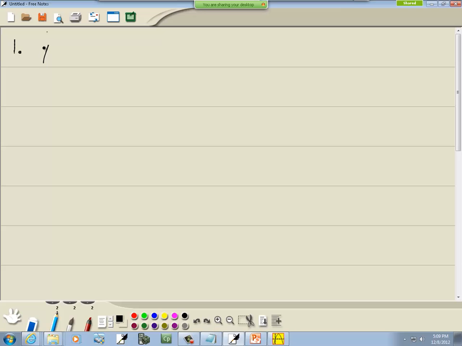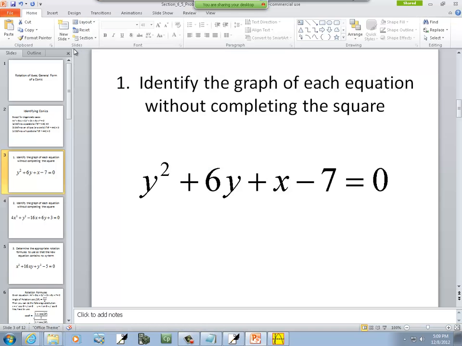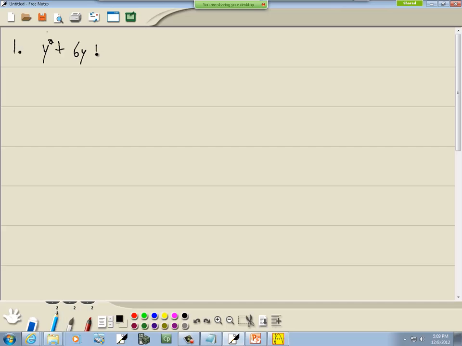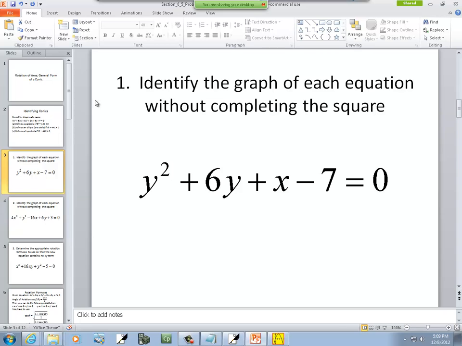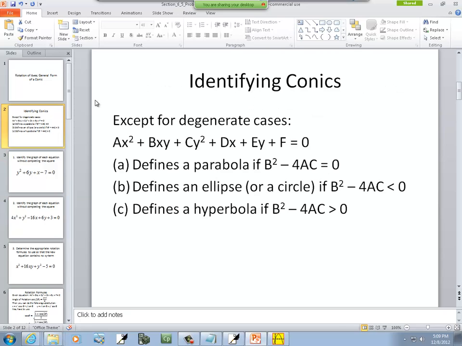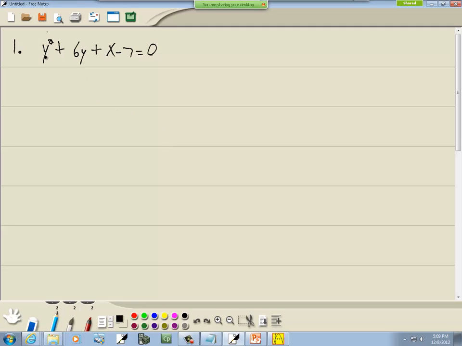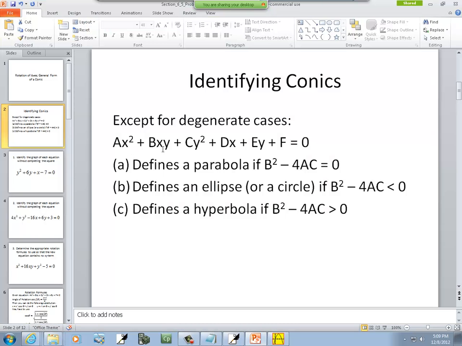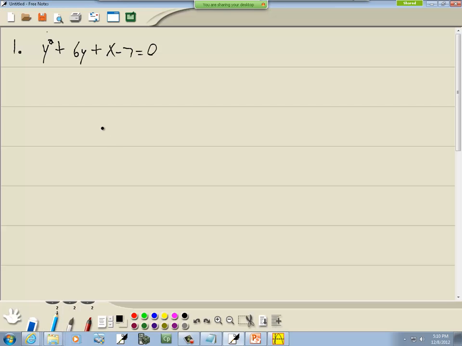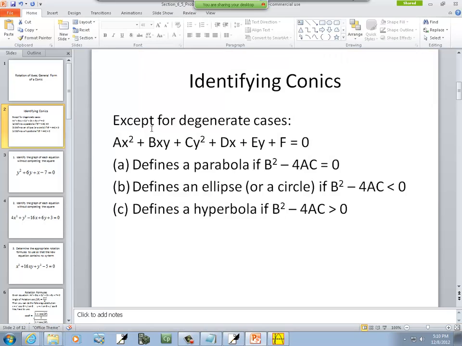We have y squared plus 6y plus x minus 7 equal to 0. And it says identify the graph of each equation without completing the square. Well, let's see. The three things we need, by the way, are a, b, and c. A is the number before x squared. We don't have an x squared, so a is going to be 0.